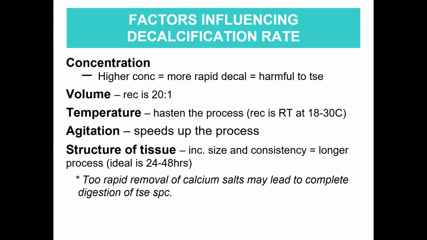Temperature, of course, increased temperature hastens the process. However, recommended is at room temperature or 18 to 30 degrees Celsius. Agitation speeds up the process, usually mga automated tissue processor. And of course, the structure of the tissue, no? So the higher the size, the higher the consistency, the longer the process. Ideal is 24 to 48 hours only.